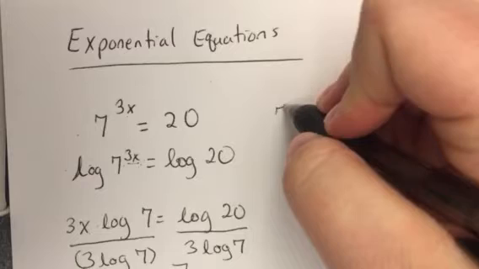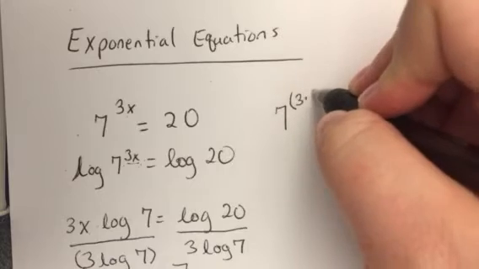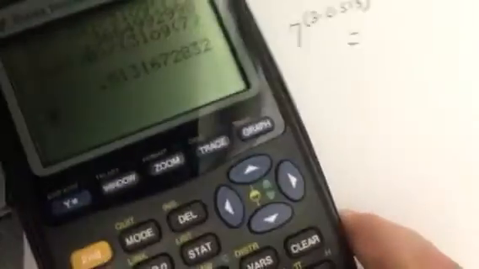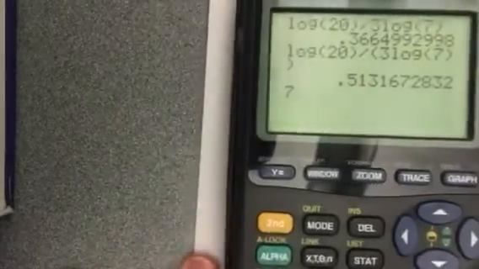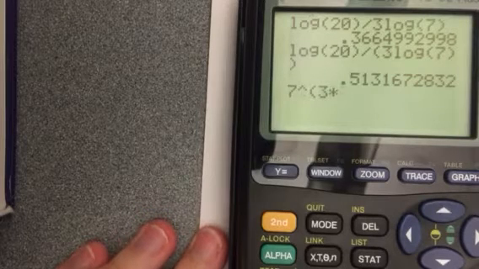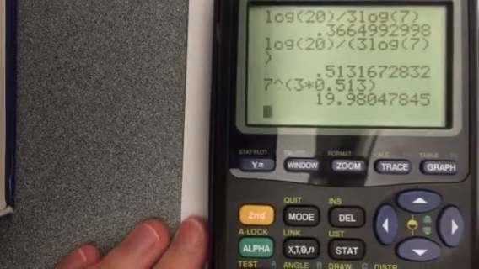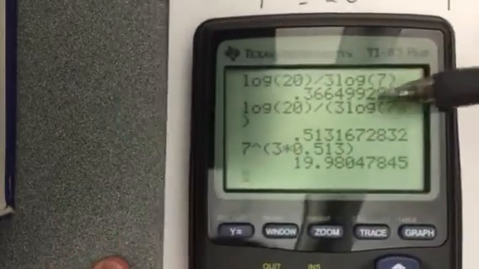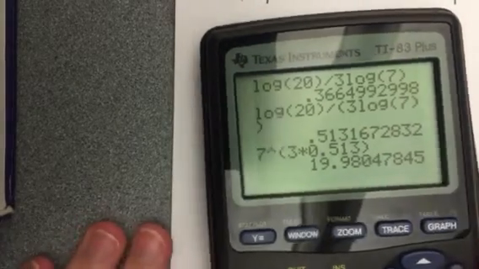Now, the way you check this is to plug it back into our original equation. So substitute into your calculator 7, and I'd use some parentheses here, to the 3 times 0.513 power, and let's see if it gives us a number close to 20. So 7 to the 3 times 0.513 power, we get 19.98, which is pretty doggone close to 20. Remember, we rounded that 0.513 number a bit, so that's why it's not a perfect 20. But luckily we worked that out and got that correct.